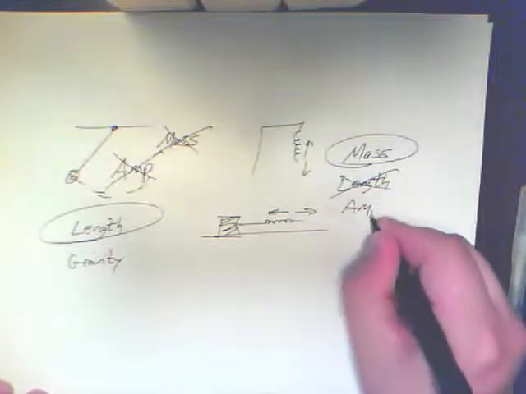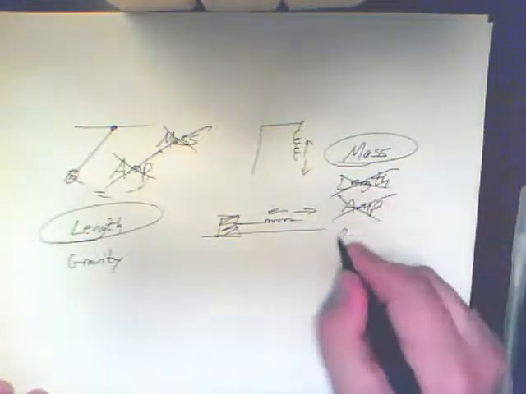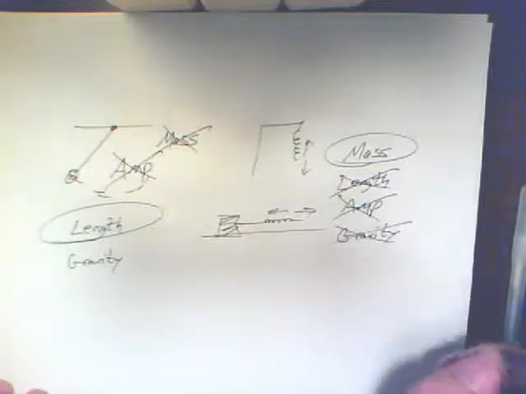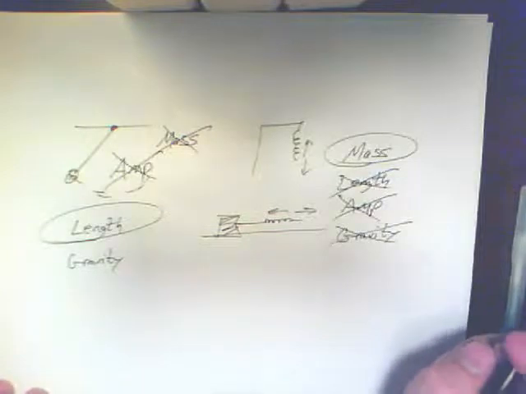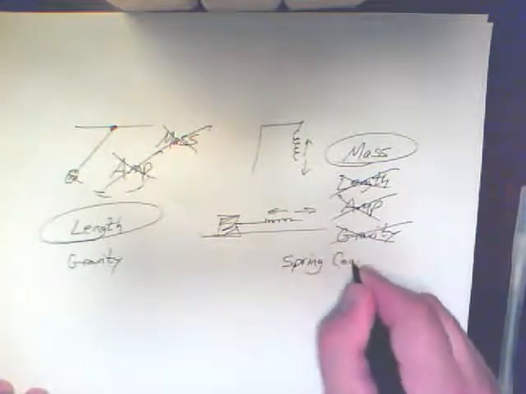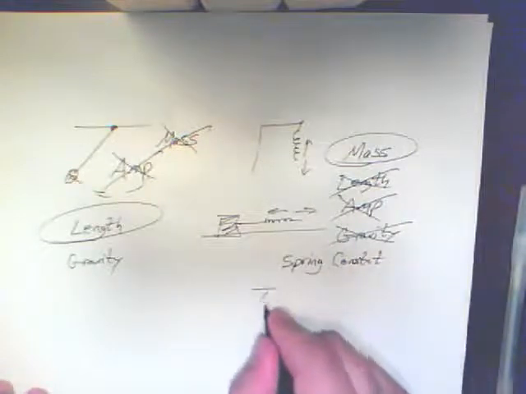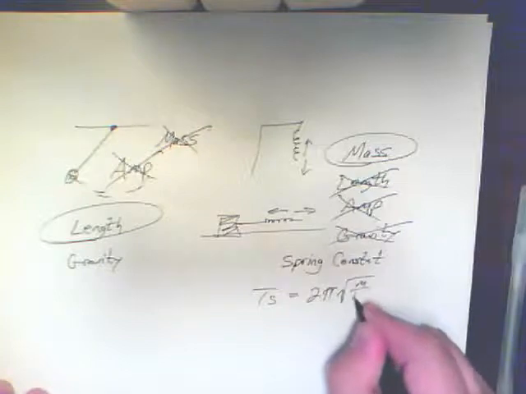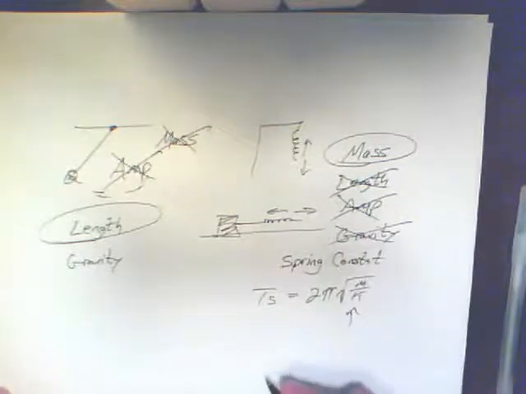The amplitude, just like for a pendulum, plays no role in it. Unlike the pendulum, gravity plays no role in the period of a spring, but what does is what's called the spring constant. Remember that the period of a spring is 2 pi times the square root of m over k. k is your spring constant.